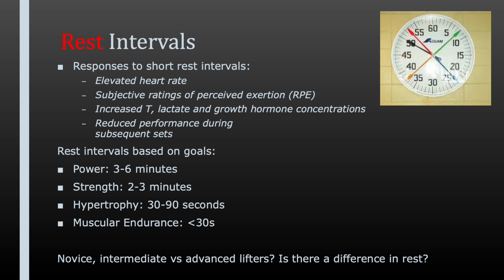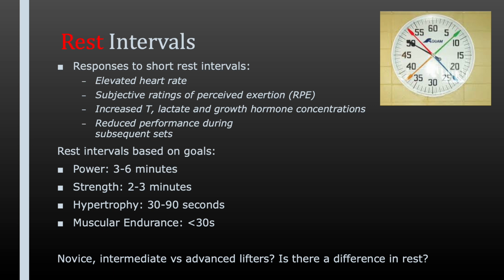And then muscular endurance. Muscular endurance, which we'll see in a little bit, we have a really high volume with lower intensity, so you don't need as much rest, so it's going to be less than 30 seconds.